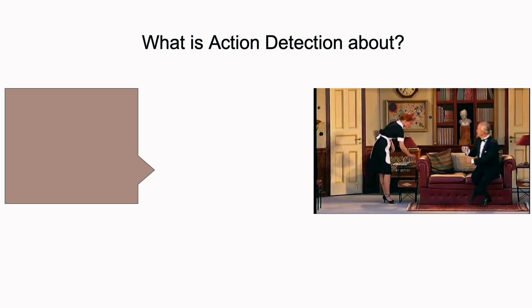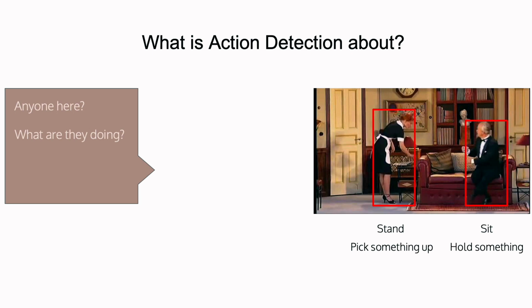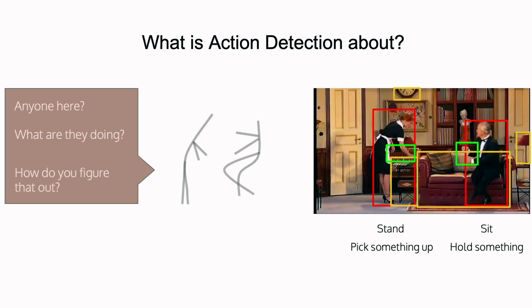Since here we are doing person-based action detection, we need to first locate the persons in the frame. Then we can try to answer what they are doing. How do we figure out what they are doing? We usually look at the surrounding context, such as other persons, objects, the person's hands, and also their pose.